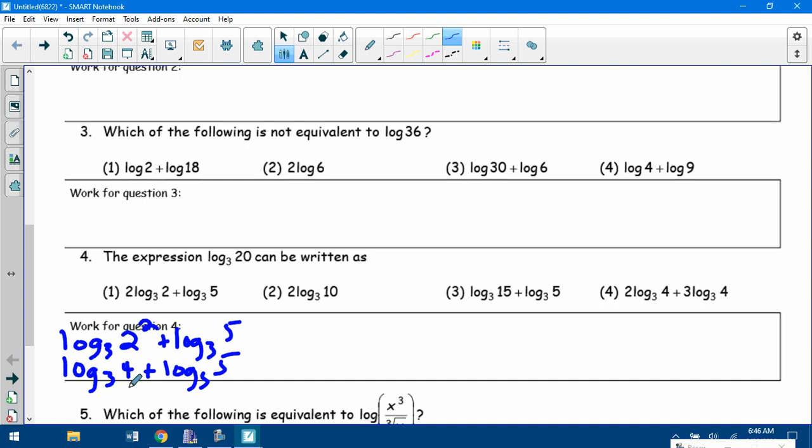And now I have 2 logs added. How can I make that into 1 log? If you multiply them. So it'd be log base 3 of 4 times 5. That's why it's choice 1. 4 times 5 is 20.